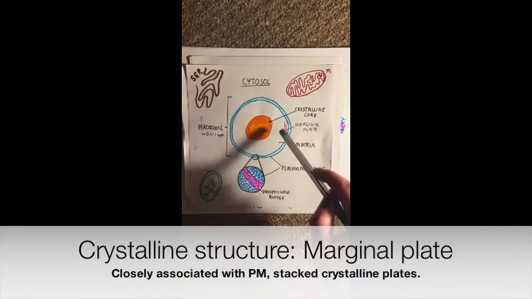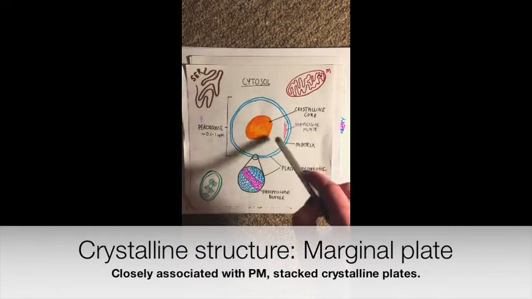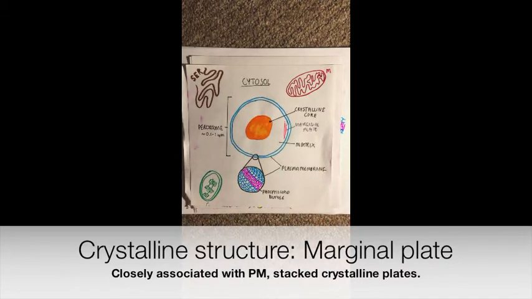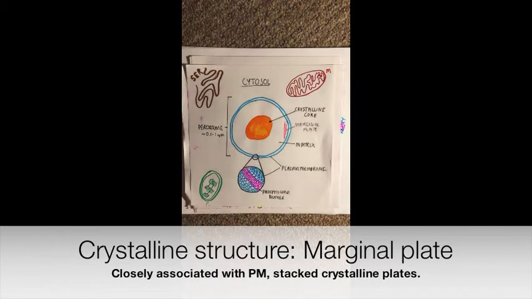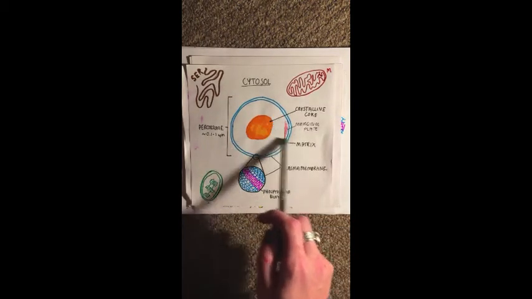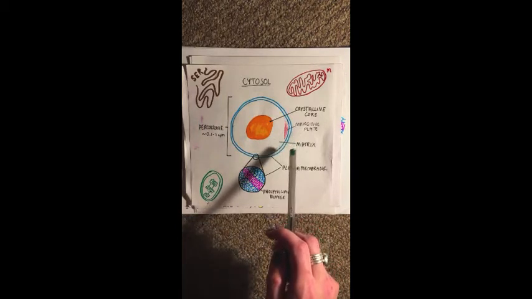A peripheral region of higher electron density called a marginal plate is also present in some species. This plate is made up of crystalline structure of certain enzymes. There are many stacked flat sheets associated with each other to form the marginal plate. This plate is found in close proximity to the plasma membrane and is closely associated with the membrane.